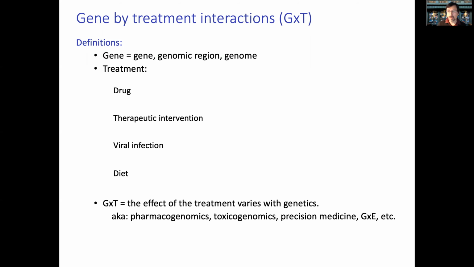And depending on the field that you're in, you might call the study of G by T pharmacogenomics, toxicogenomics, precision medicine, G by E, etc. And I'm going to define G by T discovery as QTL mapping to find G by T relevant genes.